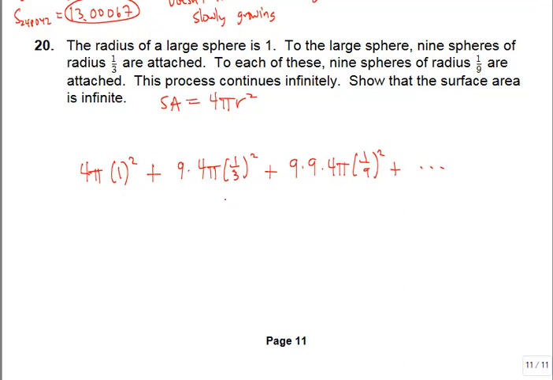So let's figure out what these are. Let's simplify it a little bit. 4 pi times 1 squared is just 4 pi. 1/3 squared is 1/9, which is going to cancel out this 9, so we're going to be left with 4 pi. 1/9 squared is 1/81, which is going to cancel out both of those 9s, so this will be 4 pi as well. So as you can see from the trend here, I'm going to get an infinite number of surface areas that are each 4 pi. So this is going to be like 4 pi times an infinite number. And so this is infinite, so our surface area is infinite.